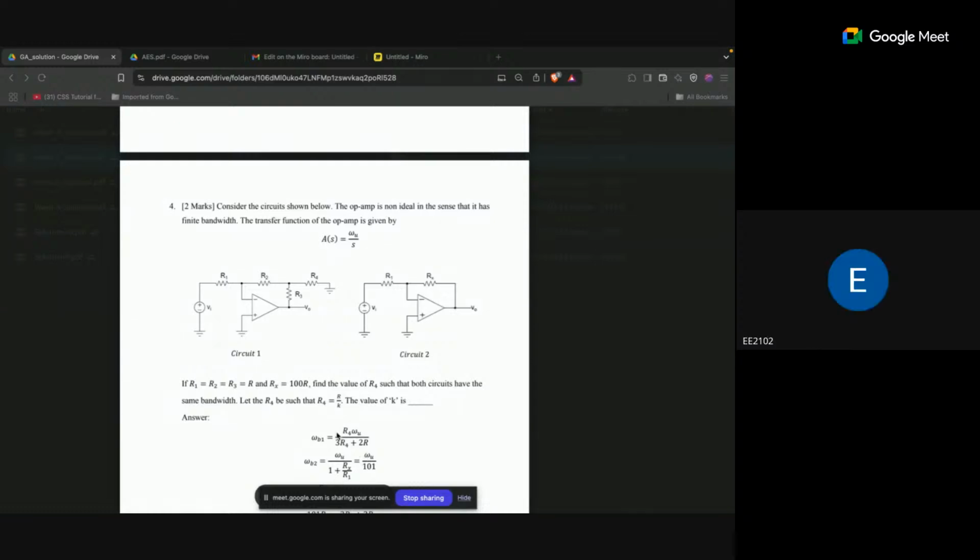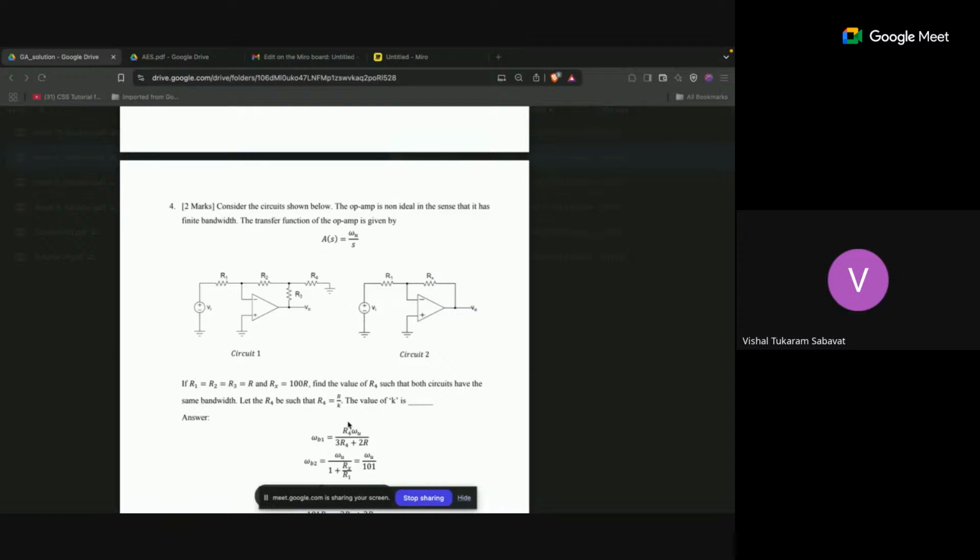Yes, now what are you asking? How did we calculate this one? Basically, when we calculate the transfer function V naught upon Vi, it is in terms of A naught upon 1 plus S upon omega B1. It was somewhat like that, in this form. So this particular term is the bandwidth omega B1.